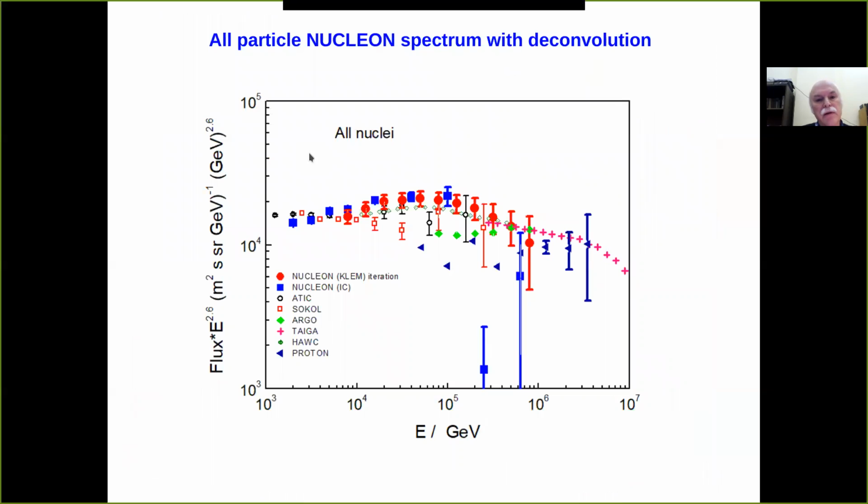In this picture, you can see the spectra of all particles, or of all nuclei, obtained with the same deconvolution procedure, and you can see that the spectrum of the NUCLEON experiment is rather reasonably consistent with the spectrum obtained with ground-based experiments. The spectra are in reasonable agreement with each other.